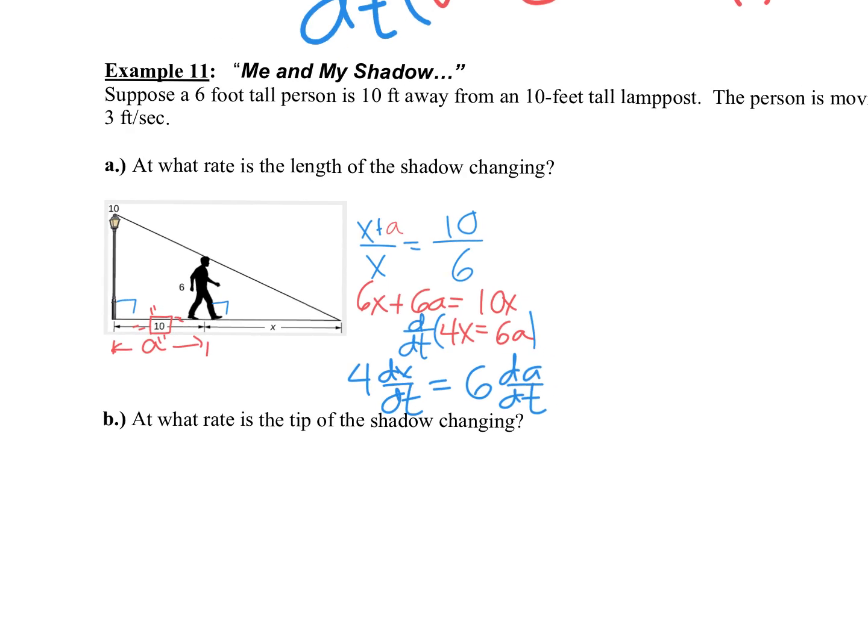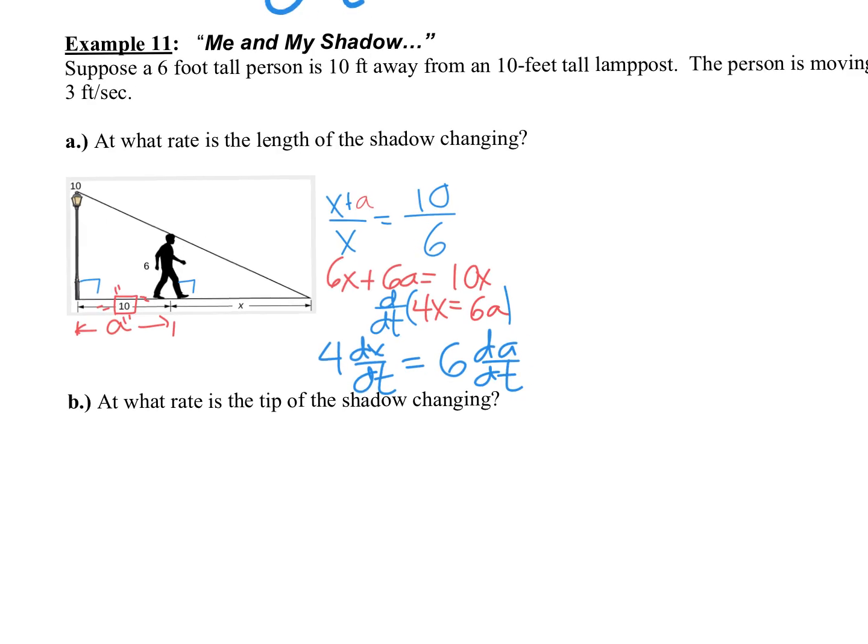If he's going towards the pole, it'd be negative because you're decreasing the distance, and it's going away, so it's positive. So dx/dt is all we're looking for, right? And that's going to be 6 times 3. Did I do that right? Yep. So I'm guessing dx/dt is a pretty easy 18 divided by 4, what, 9 over 2?